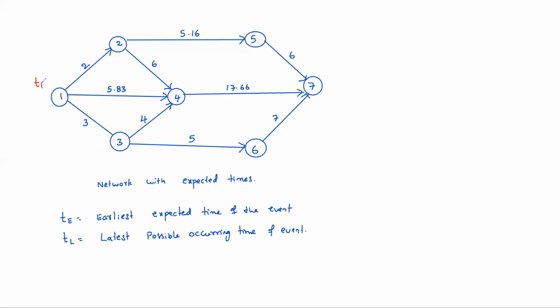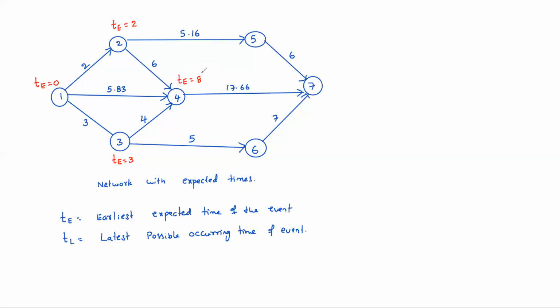T of the starting event is always 0. Starting event T is 0. So T of 2 is 2, T of 3 is 3. To calculate T of 4, 3 arrowheads are coming here, so the maximum should be taken. 2 plus 6 is 8, 2 plus 3.83 is 5.83, and 3 plus 4 is 7. So 8 is the maximum one. Always take the maximum one.